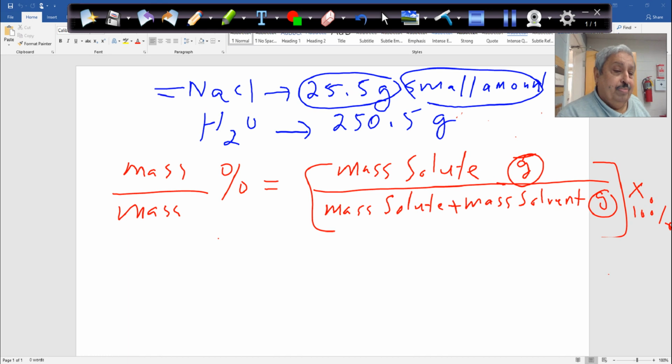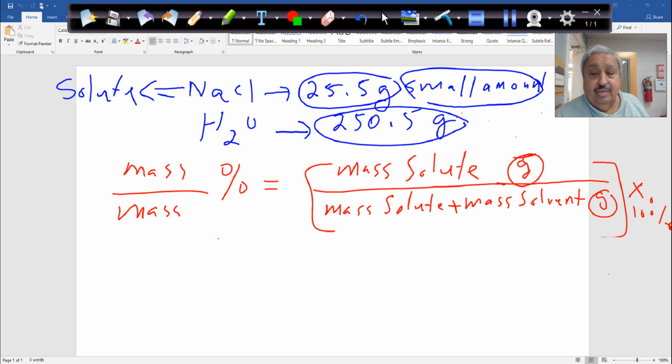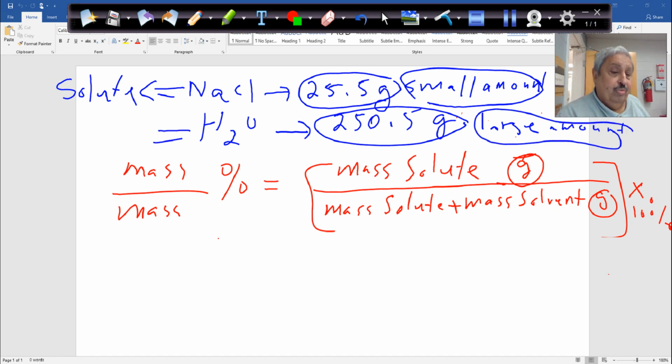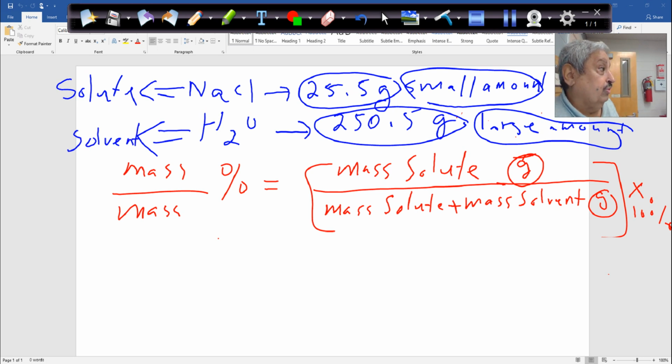So this will be your solute, correct? This is the large amount, so this one will be your solvent, correct? You have to figure this out by yourself. You look at the amounts: the least one will be your solute, and the larger amount is your solvent.